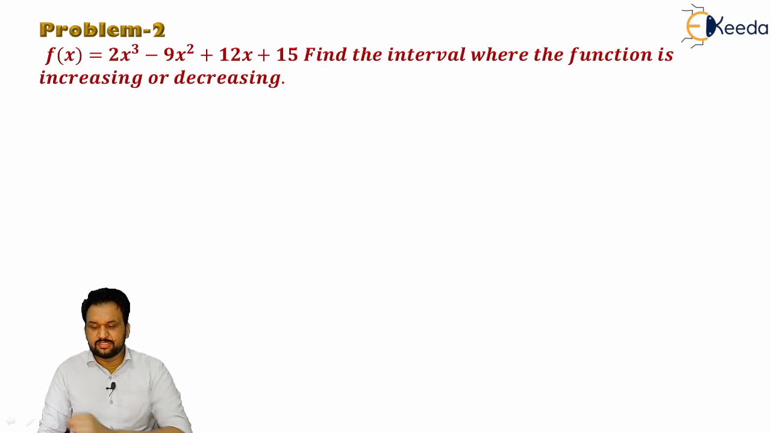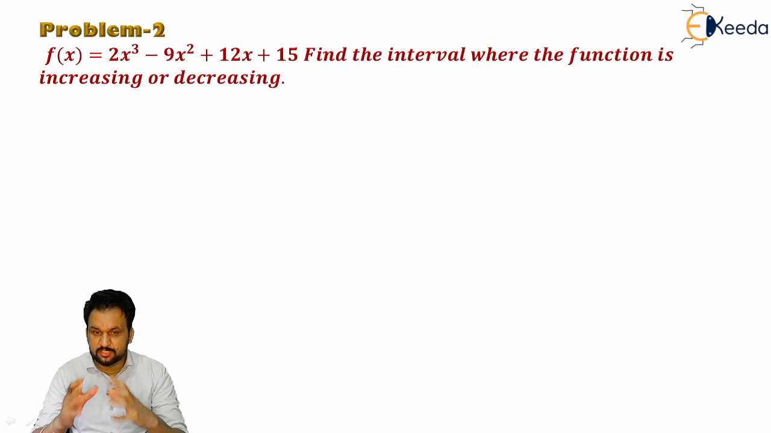Here is your question number two in front of you: 2x cube minus 9x square plus 12x plus 15. Find the interval where the function is increasing or decreasing. So the question is the same, but let's see how much we can find out from this equation with the help of the first order derivative method.